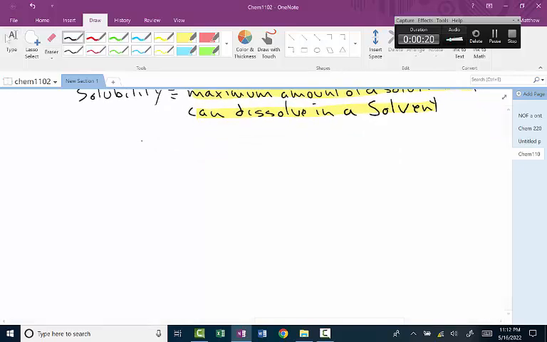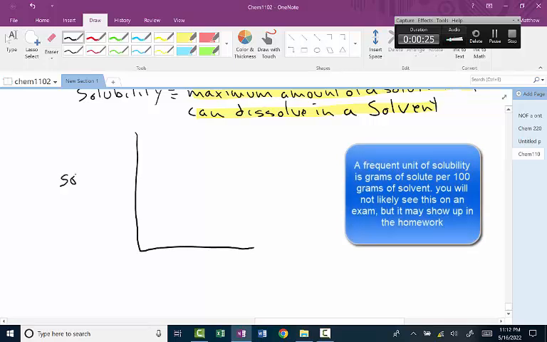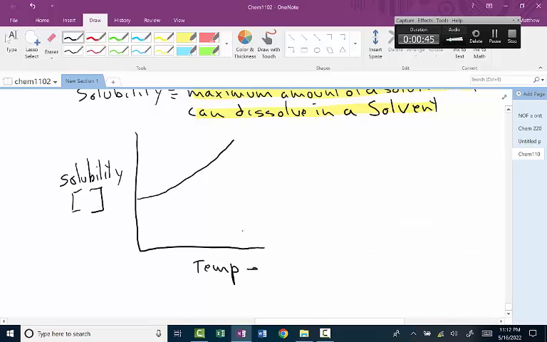And so if I plot solubility, what you find is that the concentration of almost every solid increases as the temperature increases. So solubility is the maximum amount that can dissolve, so it's a concentration, and as the temperature increases, solubility generally increases. The curves don't have to match, but generally it increases.